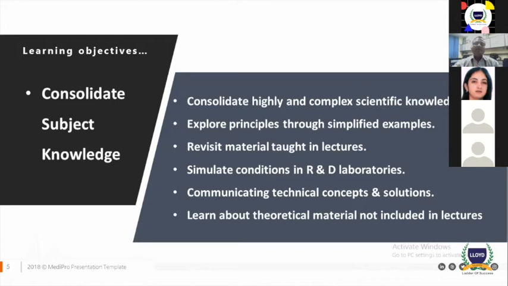In practical classes, we are enabling students to consolidate the subject knowledge, because there we are interacting with the students for 4 hours together. In our lectures we do it for 45 to 50 minutes, but in practical, students are there with us for 4 long hours, and that is how we are trying to consolidate what the students have learned in the theory classes.